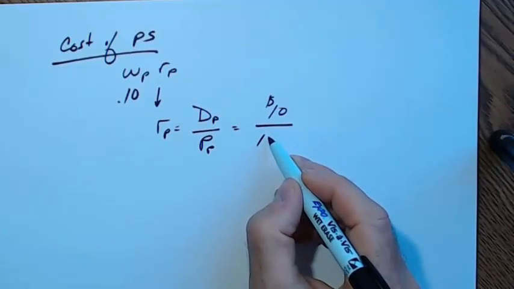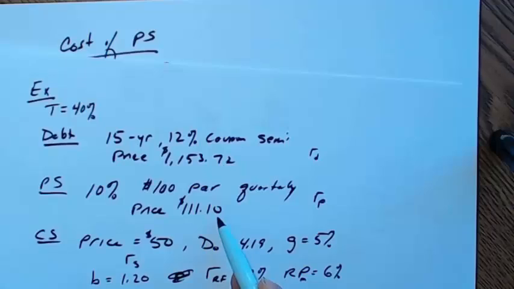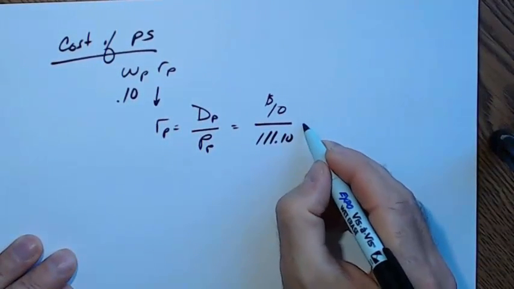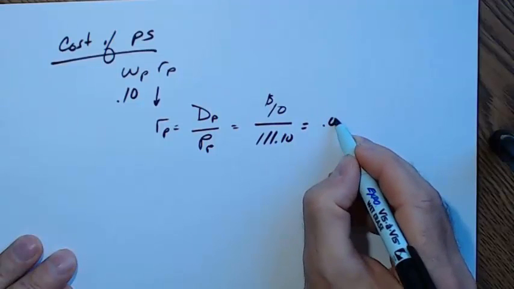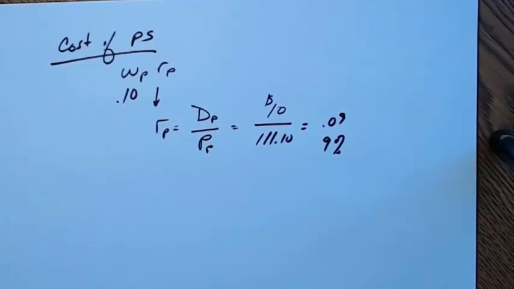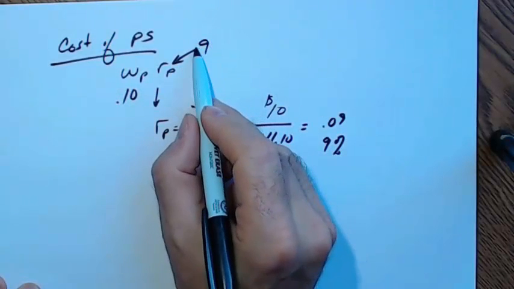And then the price of the preferred stock was $111.10. And so that is 0.09 or 9%. Okay. So therefore, the component is 9% right here.